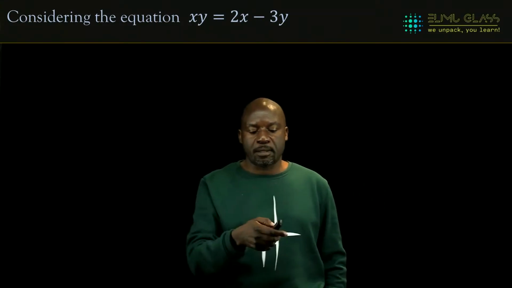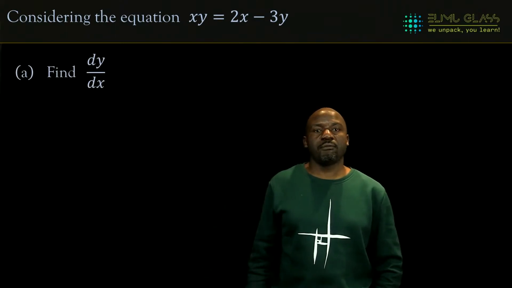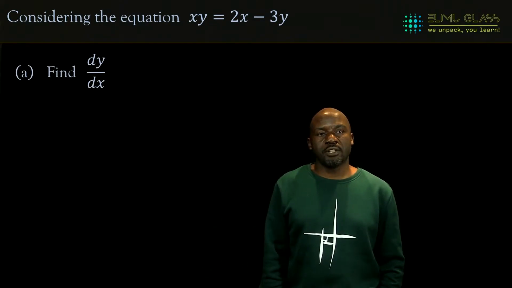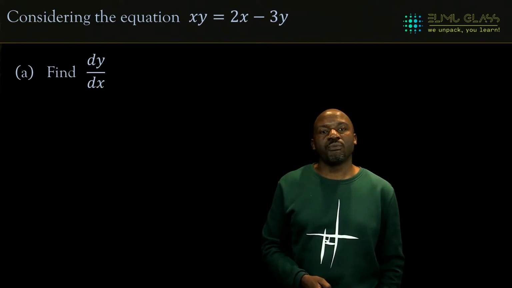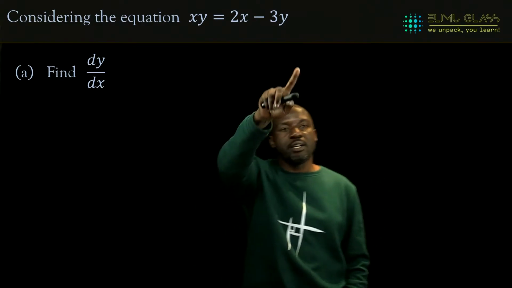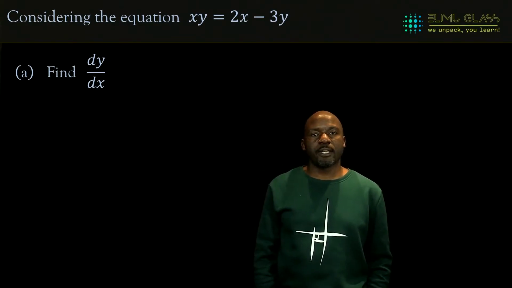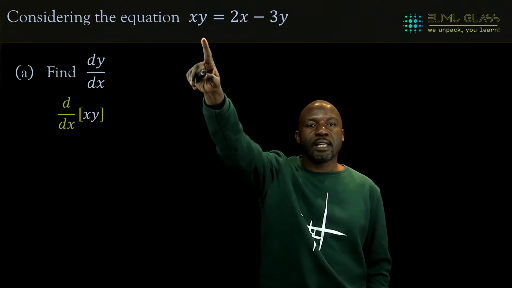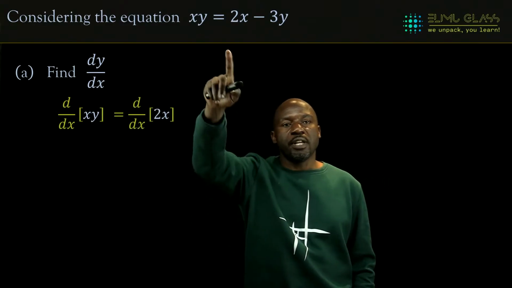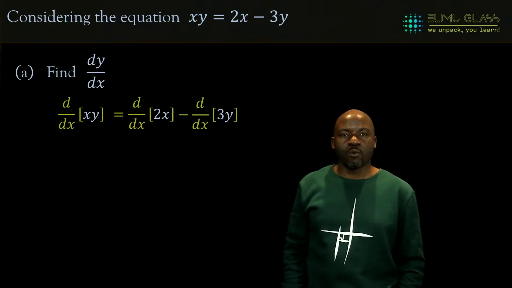We are being asked, the first question was to find the first derivative. So to find the first derivative, we need to remember the idea of a residue that appears when we differentiate y with respect to x. So if we want to find dy/dx here, we need to find the derivative of each term separately. So the derivative of xy must be equal to the derivative of 2x minus the derivative of 3y.